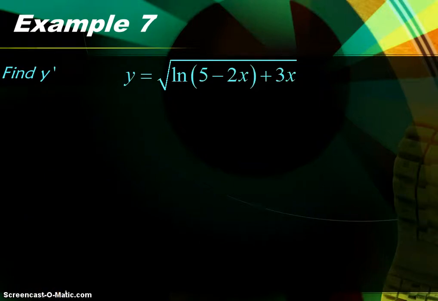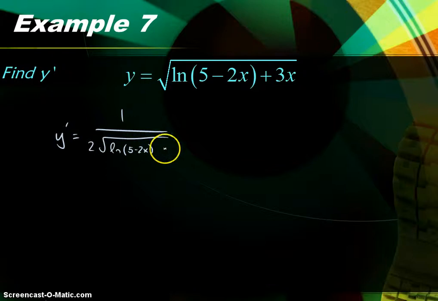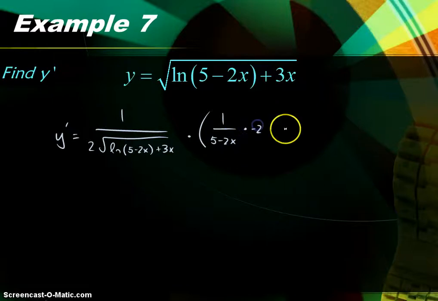Well, this one's kind of scary. I've got a square root as kind of the overarching problem, and then I've got stuff on the inside. So remember, my derivative of square root is 1 over 2 square root of stuff. Way back, first half of the course. Times, now I've got to talk about the derivative of stuff. The derivative of stuff, I've first got to deal with the ln, so that's going to be 1 over 5 minus 2x. But that's got a chain rule within it, so then I have to multiply that by -2.